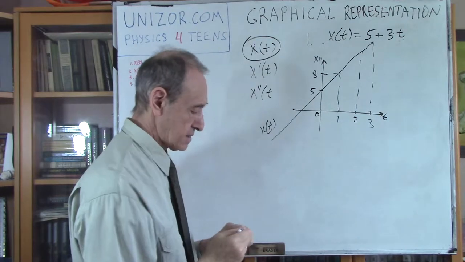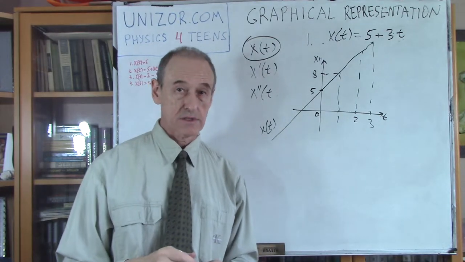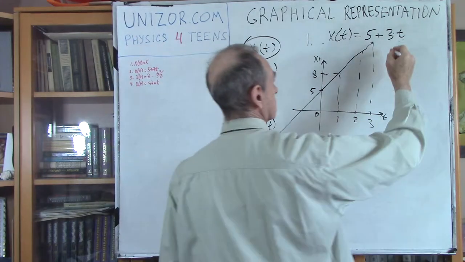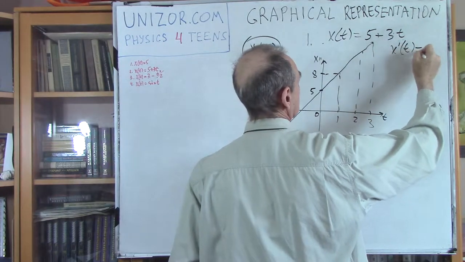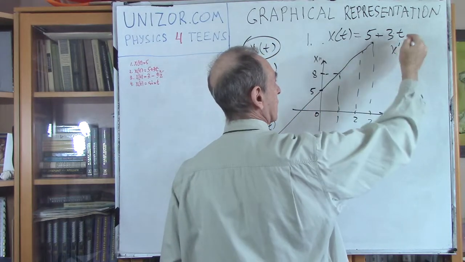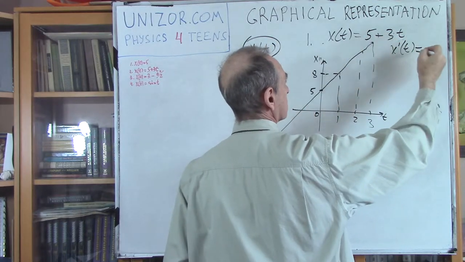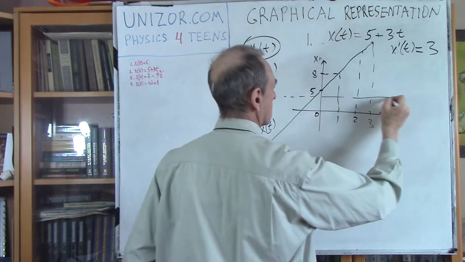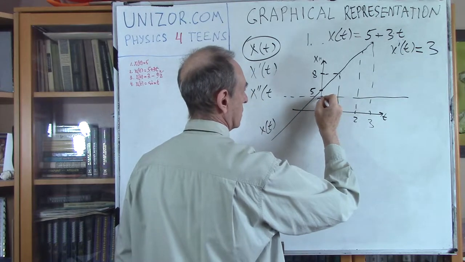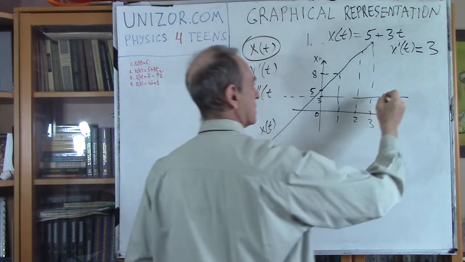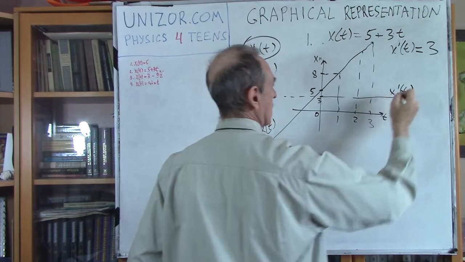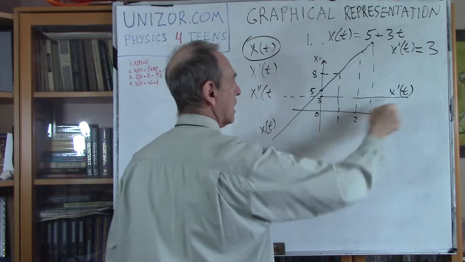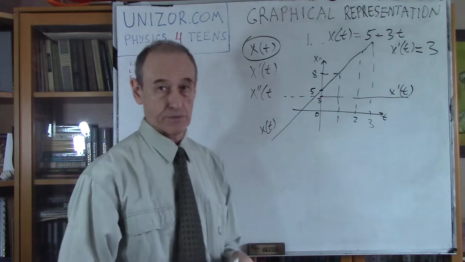Alright, now let's talk about the velocity. Well, velocity is the first derivative, right? The first derivative of this function is 3, obviously, right? So this is 3. This is my x prime of t. This is my first derivative. Now speed is constant and equals 3.